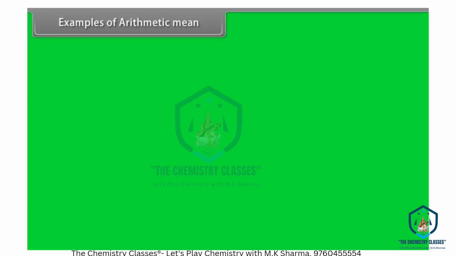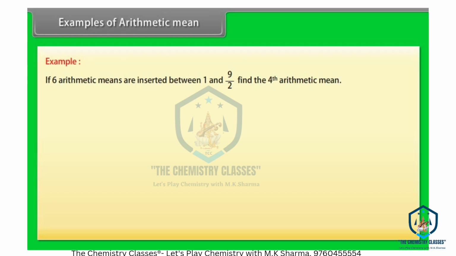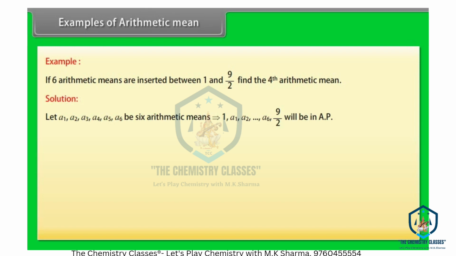Example of arithmetic mean. If 6 arithmetic means are inserted between 1 and 9 by 2, find the 4th arithmetic mean. Solution: let A1, A2, A3, A4, A5, A6 be the 6 arithmetic means. It implies 1, A1, A2 up to A6, 9 by 2 will be in arithmetic progression. Now 9 by 2 is equal to 1 plus 7d. It implies 7 by 2 is equal to 7d. It implies d is equal to 1 by 2. Hence, A4 is equal to 1 plus 4 into 1 by 2, which is equal to 3.